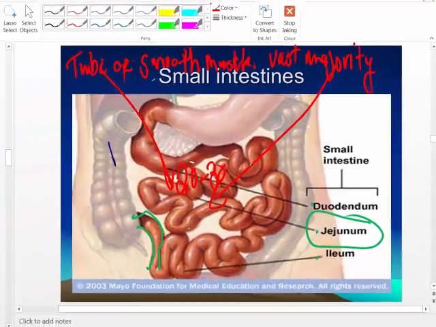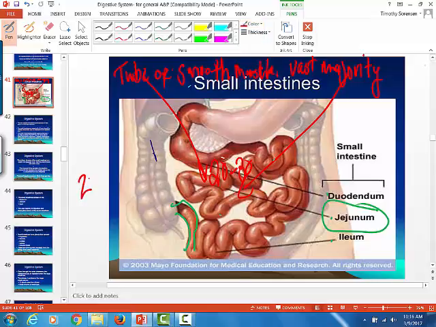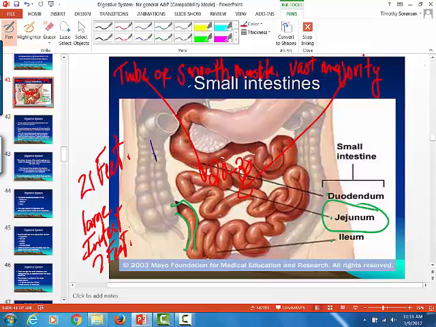Right? And the small intestines are about 21 feet long. The large intestines are about 7 feet long. So you have a total of about 28 feet of intestine. Tell me you got that. Where does the vast majority of digestion and absorption of nutrients occur in the GI tract? Small intestines. Yep.